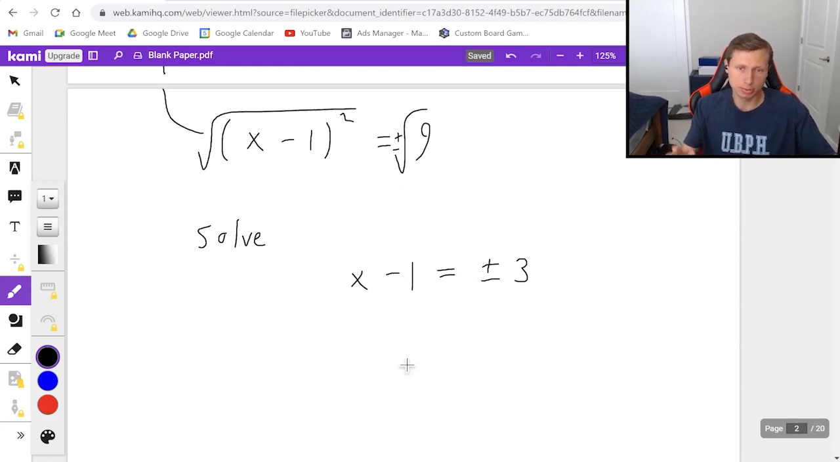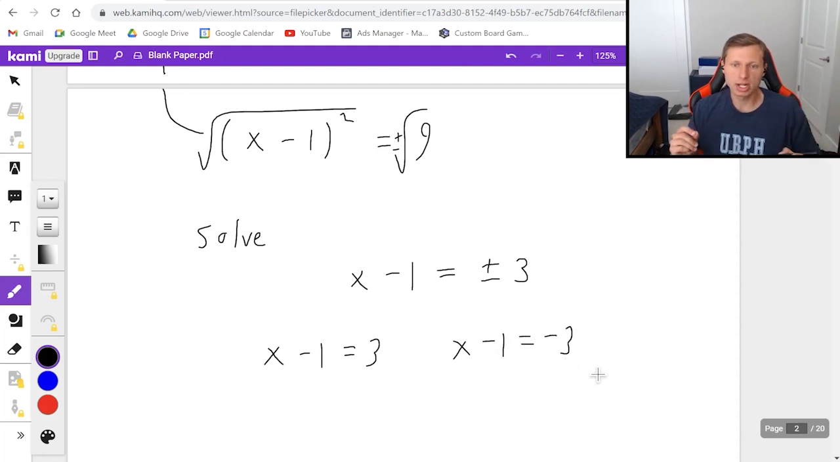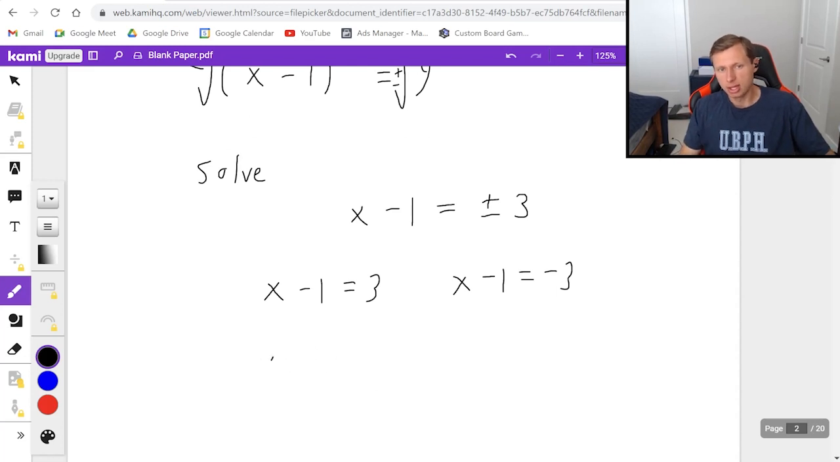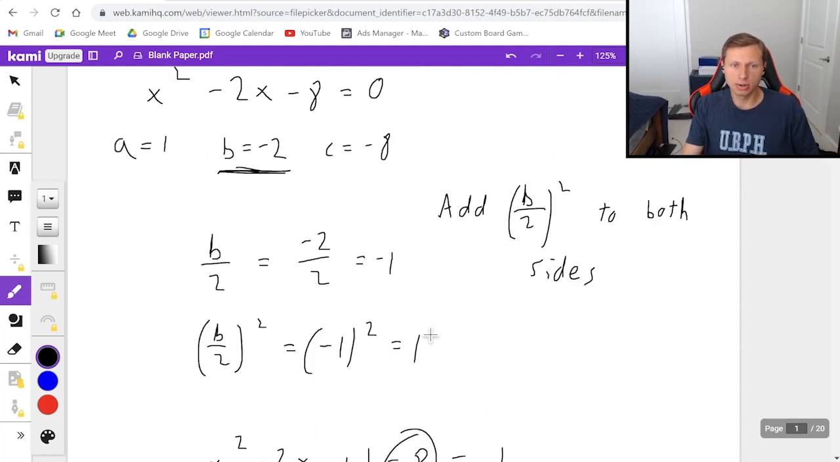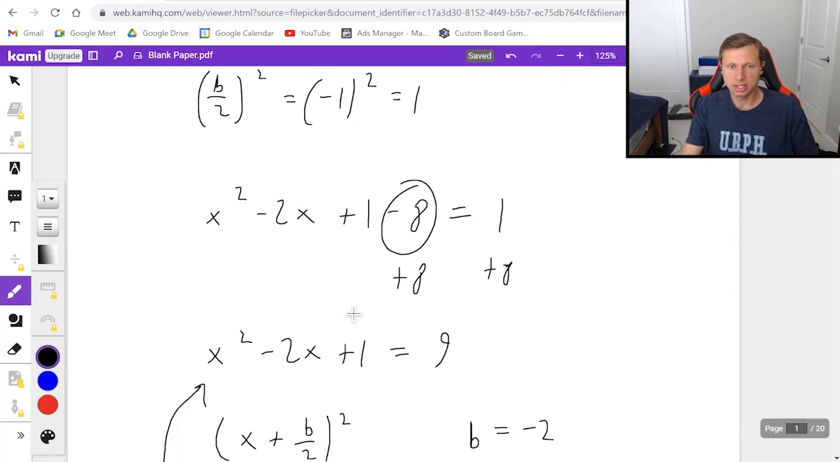Now technically what you're supposed to do here, and I agree with this, you're supposed to say x minus 1 equals positive 3 and x minus 1 equals negative 3. In other words, we write it out in two different equations. And now you're going to solve for both. X equals, add 1 to both sides, you get x equals 4. And then you add 1 to both sides here, x equals negative 2. Is that what we said earlier at the beginning? Let's see.